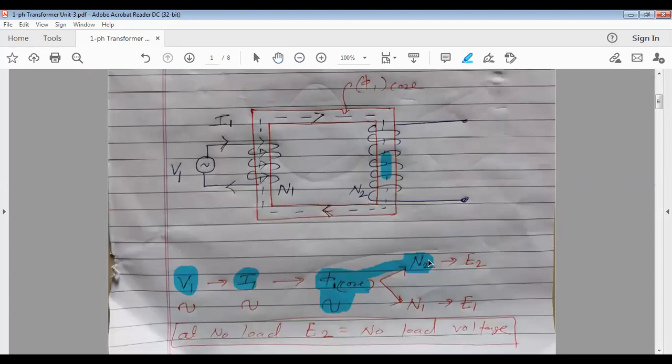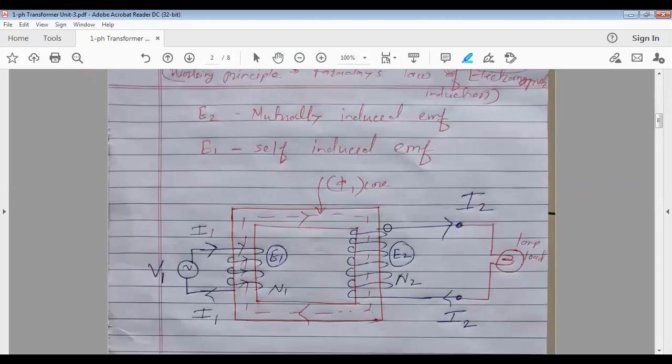Here, as per Faraday's law of electromagnetic induction, EMF will get induced in the secondary winding. If the circuit is closed, then current starts to flow through the secondary winding and power will be delivered to the load. Energy will be transferred to the load. Electrical power, electrical energy means transformer. It's a static device. It transmits electrical energy from primary to secondary. It works on Faraday's law of electromagnetic induction.